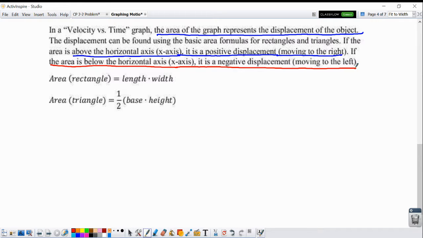And then I just wrote down some of our area formulas to remind you from your geometry courses. A rectangle is just length times width. A triangle is 1/2 the base times the height.